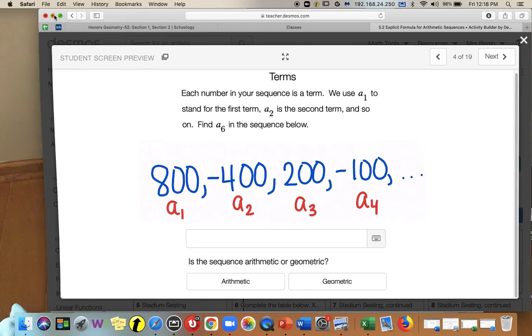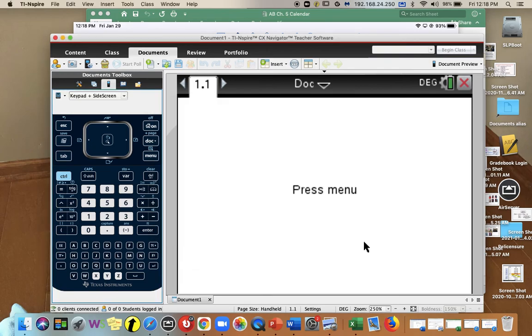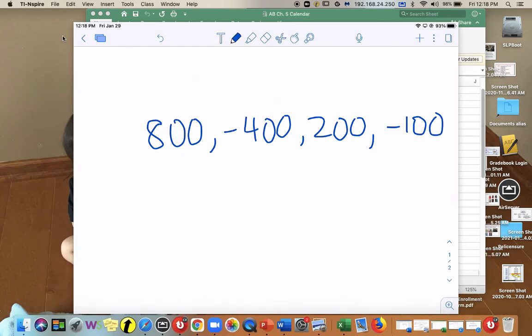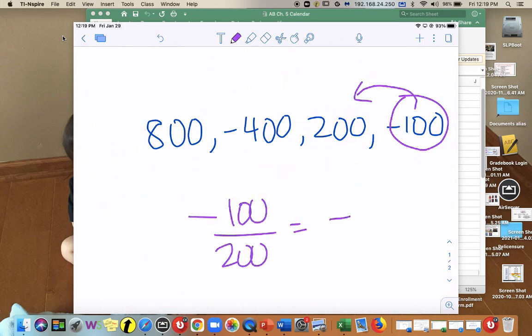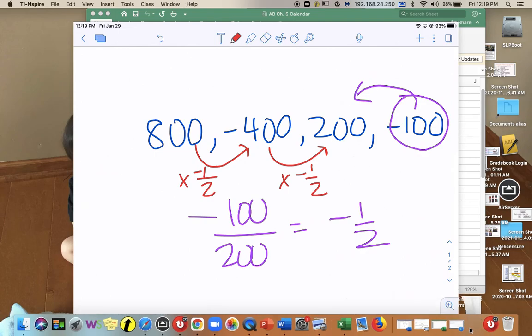Okay, so I wrote up the sequence. Oops, here's my calculator. And to find the ratio, you pick any number, so I'll just pick negative 100, and divide by the number before it, and I'll reduce the fraction. So instead of saying divide by negative 2 every time, the ratio is asking, what are you multiplying by every time? So here we're multiplying by negative 1/2 every time to get the next term in the sequence. So again, the ratio is what you multiply by. To get it, you take any number and divide by the number before it.